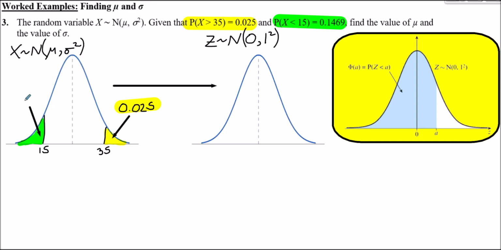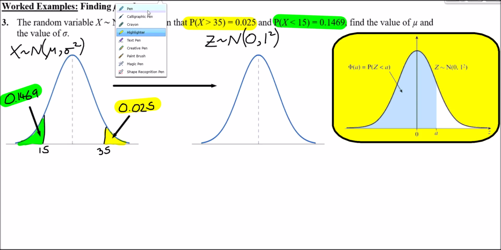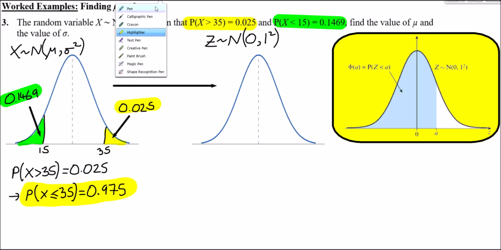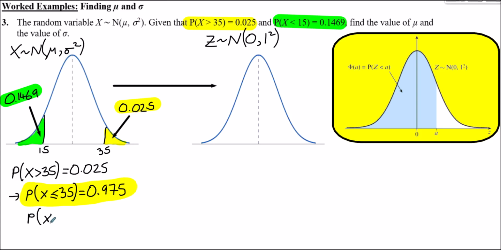So we can now transform this into the standard normal. But before we do that, what we can say here is the probability of x being 35 or greater, we're told that's 0.025. So we can get this into the right standard form. In other words, the probability of x being up to 35 would be 1 minus 0.025, which gives 0.975. So that's a more useful value to be using. So saying this is equivalent to saying this above here. And of course, this one here, the probability that x is 15 or less is 0.1469.